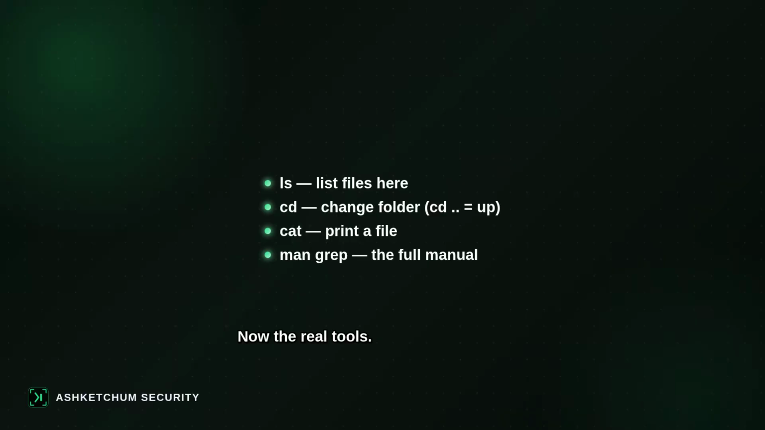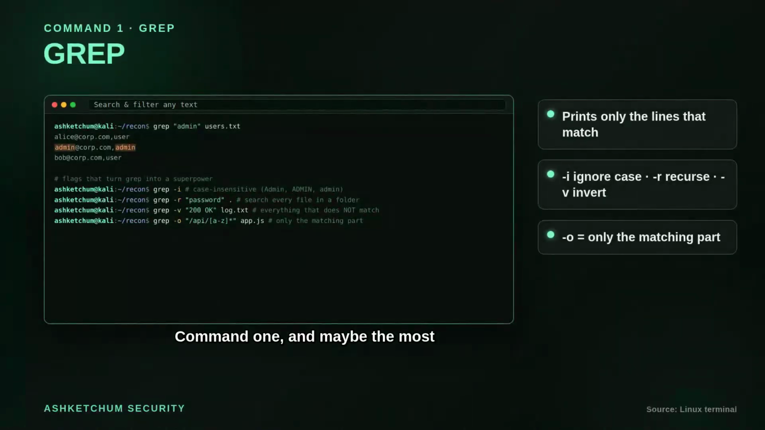Now the real tools. Command 1, and maybe the most important, grep. Grep searches text for a pattern and prints only the lines that match. Say you've got a giant file and you only care about the word admin. grep admin file.txt and it pulls just those lines.